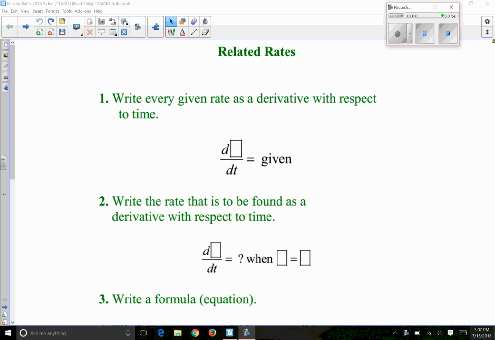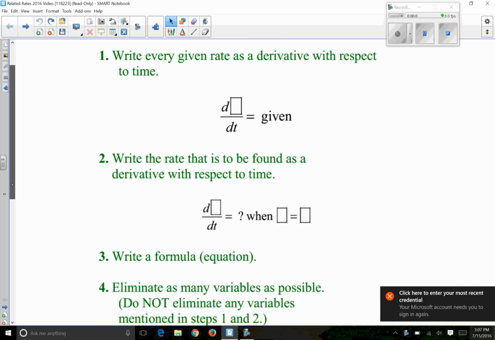As we go through the examples, please notice how each example will follow these 7 steps.